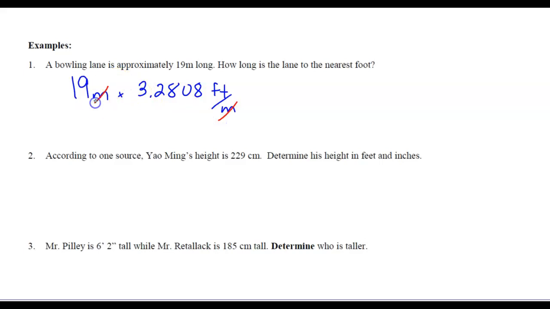And so those meters divide out. So it's straight multiplication. Okay, and it says to the nearest foot. So that means whole number. Okay, so 62.3352 would be 62 feet.